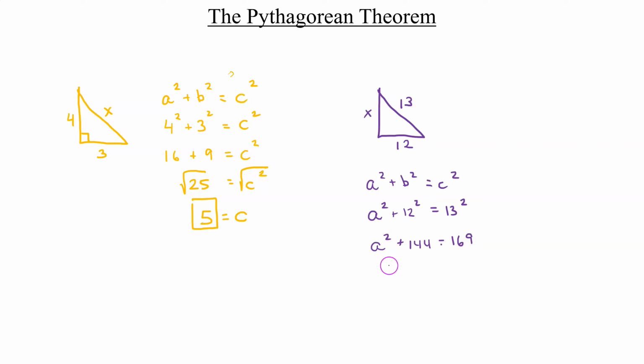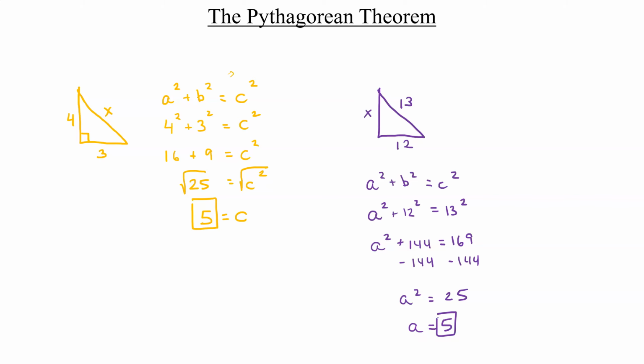We want to get a by itself, so the next thing I'm going to do is subtract 144 from both sides. And we get a squared is equal to 25. And we take the square root of both sides, and we find that side A is equal to 5.